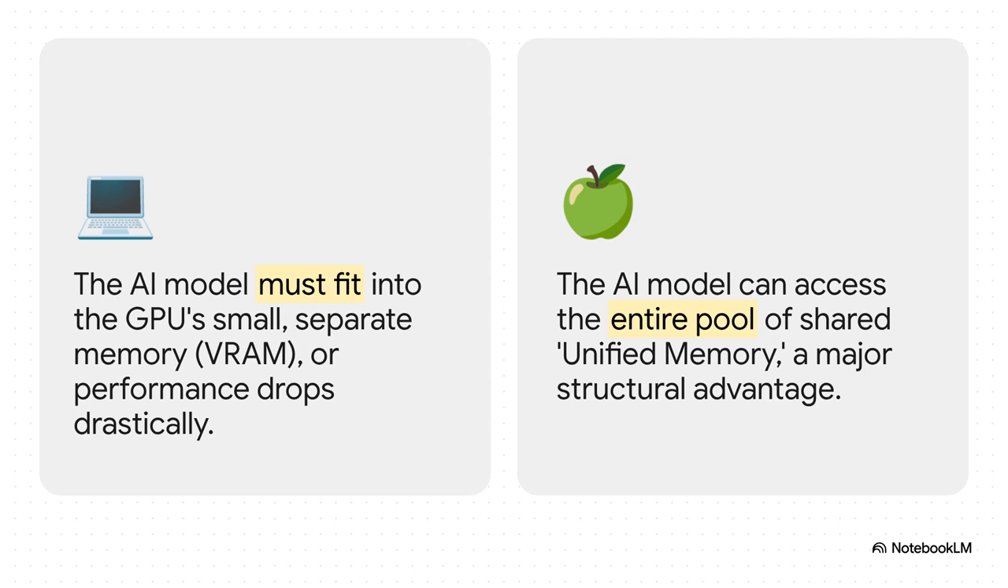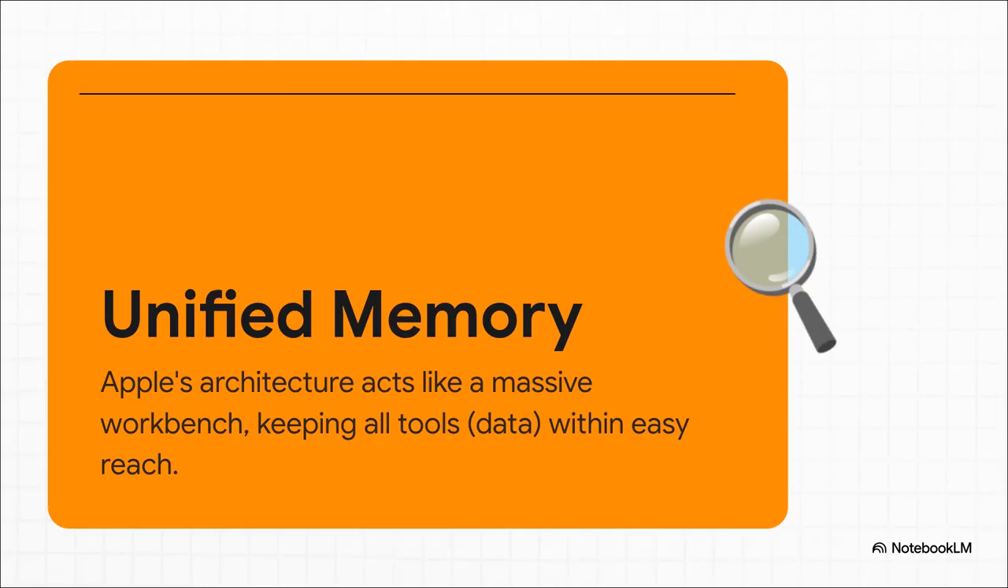On a traditional PC, everything depends on your graphics card's VRAM. The entire AI model has to squeeze into that space. If it doesn't fit, your performance just tanks. But on an Apple Silicon Mac, it's a completely different story. The AI can access a giant shared pool of memory, and for these big language models, that's a total game changer. And this workbench versus warehouse analogy, it just hits the nail on the head.